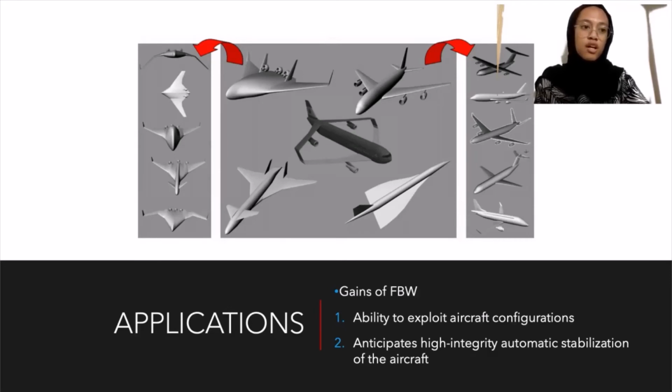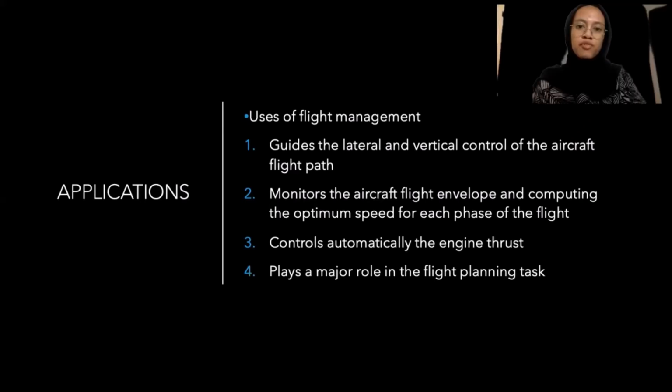The aircraft will make amends for the loss of natural stability, so the aircraft will be lighter with a better performance. Now, before we move on to the flight management, let's discuss the difference between flight control and flight management. Flight control is actually under flight management. It is a part of the FMS, and the flight control is a computer system.